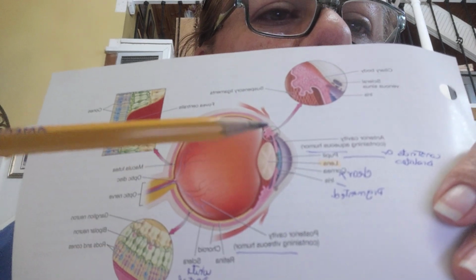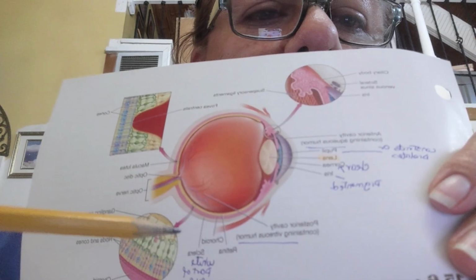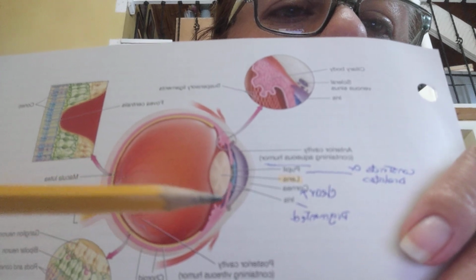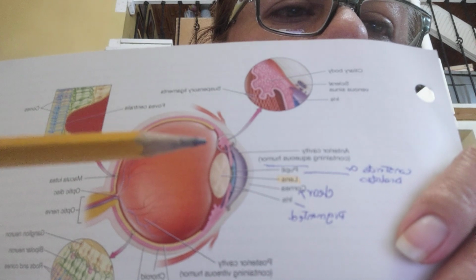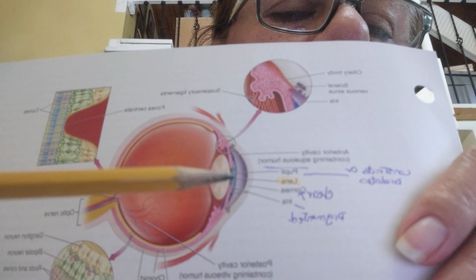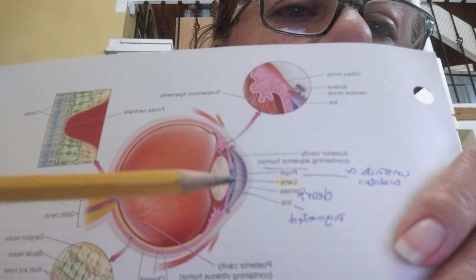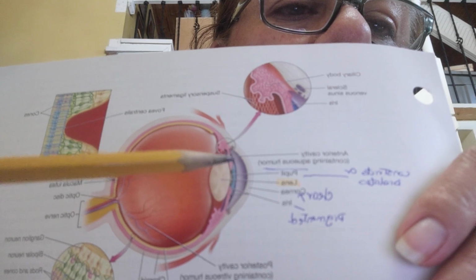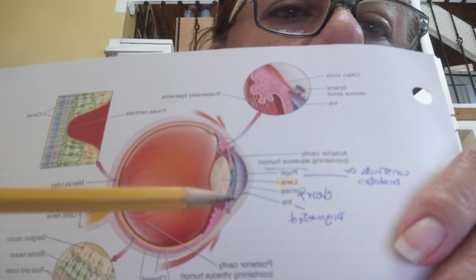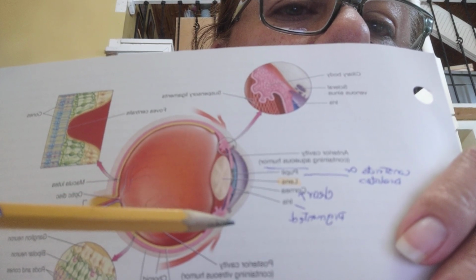Okay, so we did the posterior, the retina and the sclera. Now for the anterior, let me get a little bit closer. So this is the cornea. This is the lens. This is the pupil. The pupil dilates and constricts according to what we need to see. And this one right here is the iris, which is the pigmented part. And did I say about the cornea already? Yeah, this part out here is the cornea.